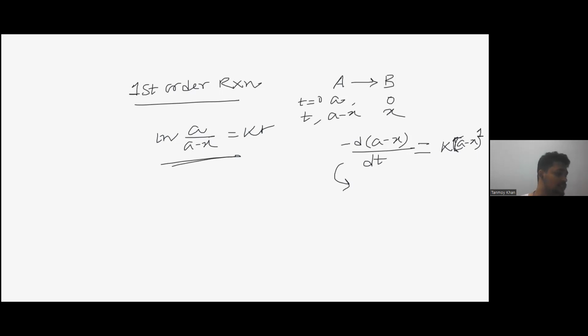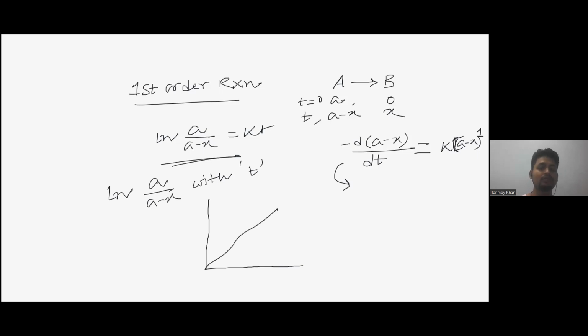Now the question is, if you plot ln A by A minus x with time, how will it look? I will not tell the analogy. This is very simple, but it will be like this, right? With a slope k.